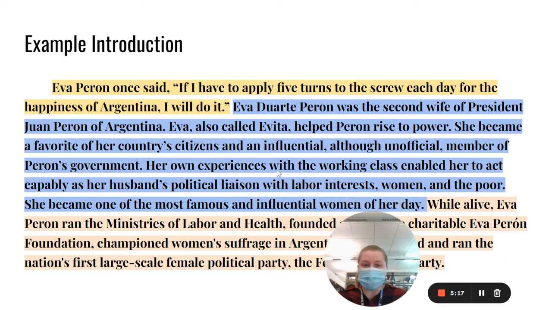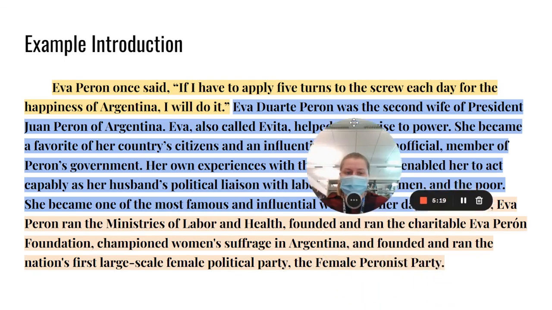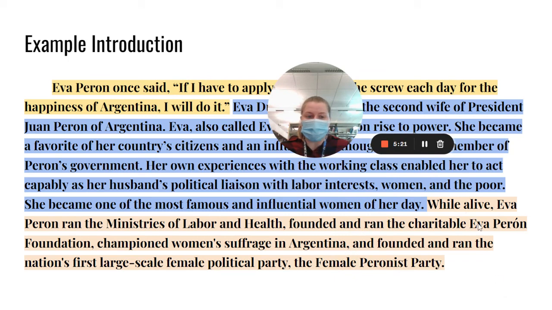Then we've got the background information in blue that we've already taken a look at, followed by a thesis. While alive, Eva Perón ran the Ministries of Labor and Health, founded and ran the charitable Eva Perón Foundation, championed women's suffrage in Argentina, and founded and ran the nation's first large-scale female political party, the Feminist Peronist Party. So we can see here that she had a number of impacts on the world, and while I do list them, I don't detail them. That will be saved for your last body paragraph.